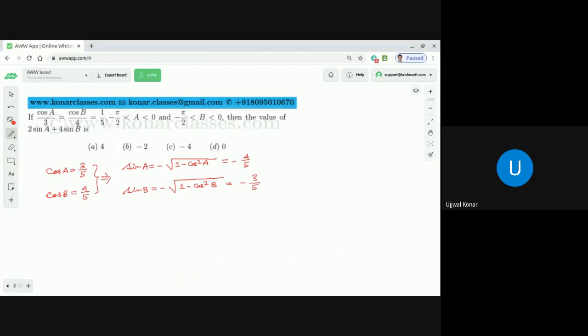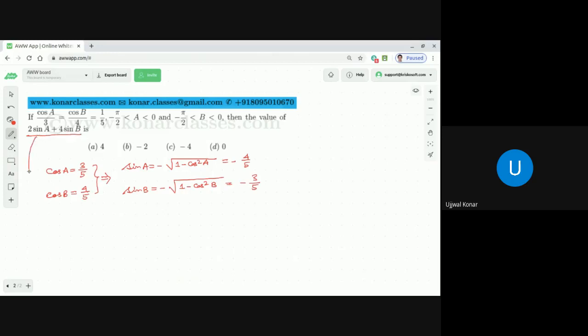And you know, dear students, 3, 4, 5 are the Pythagorean triplet. That means 3 square plus 4 square is equal to 5 square. So that means 5 square minus 4 square equal to 3 square, 5 square minus 3 square equal to 4 square. You must be knowing this thing. Now after that, it is pretty simple to find the value of this expression.